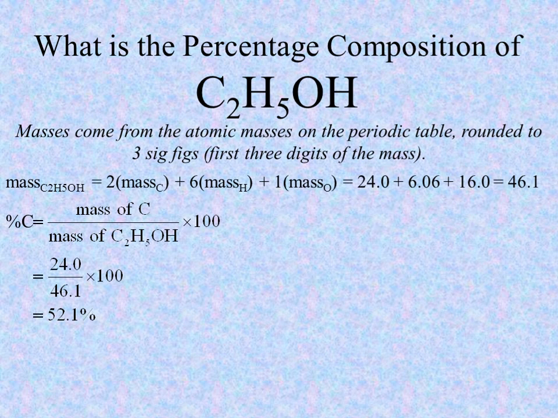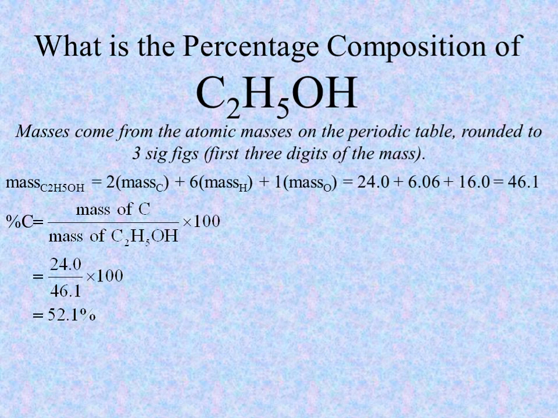So for the percent carbon, take the mass of the carbon, which was 24.0, and divide it by the mass of the ethanol, which comes out to 46.1, and we find that carbon makes up over half of the mass of the entire molecule. Even though there's only 2 atoms compared to the 6 of hydrogen and the 1 of oxygen, it makes up over half of the mass of this compound.